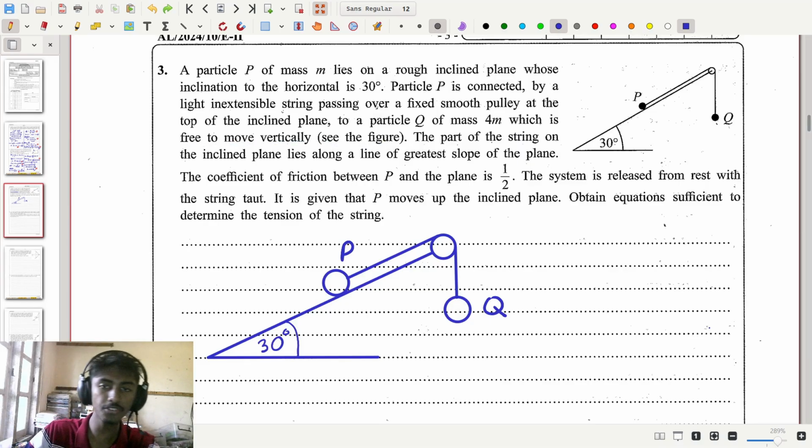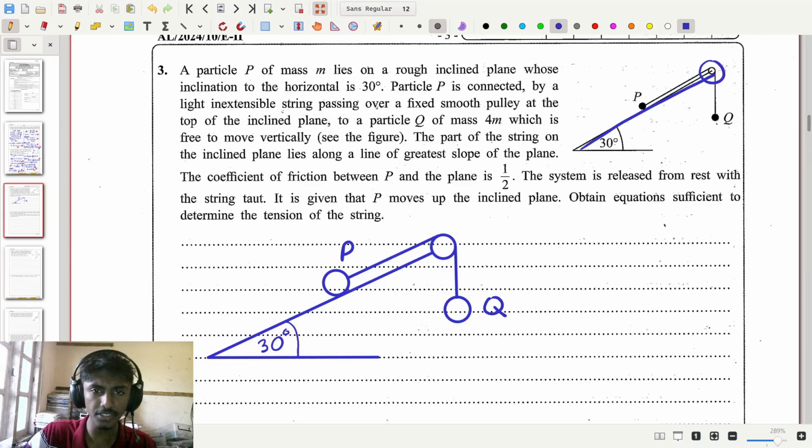So in the figure we can see we have our inclined plane inclined at 30 degrees. We have our two particles P and Q, where P has a mass of m and Q has a mass of 4m, and they're connected by a single light inextensible string that passes over a pulley that is at the top of our inclined plane like so.